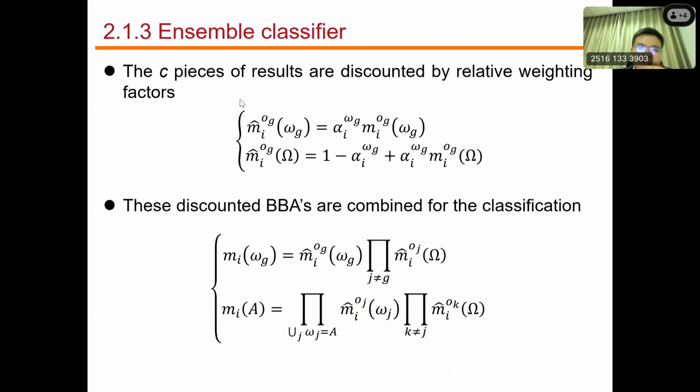After that, we get the discounting. The C pieces of class results will be discounted by the relative weighting factors, and these discounted values will be combined for the final classification. In fact, this is also like the DP rule. If the conflicting belief is bigger, it will be kept and not redistributed to other specific classes. By doing this, we want to classify some objects that are not easy to classify to the meta class, to the sets of classes.